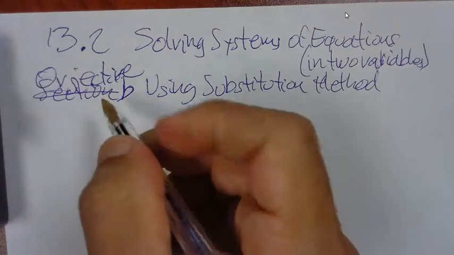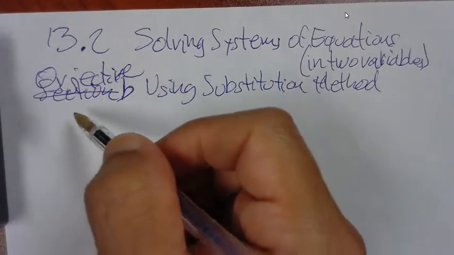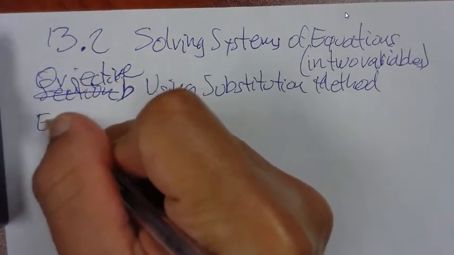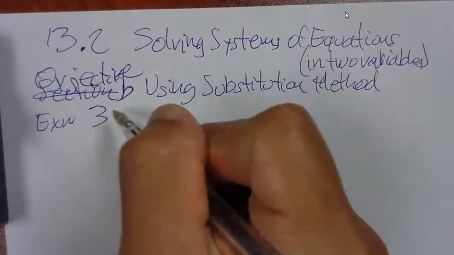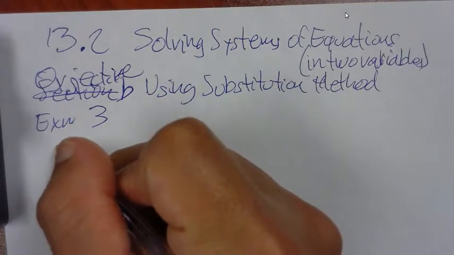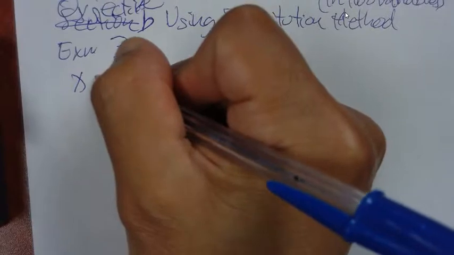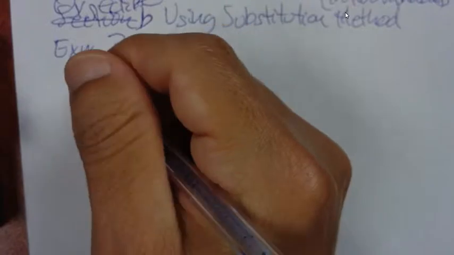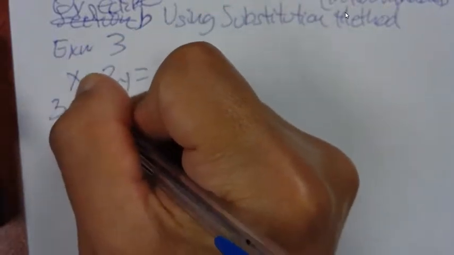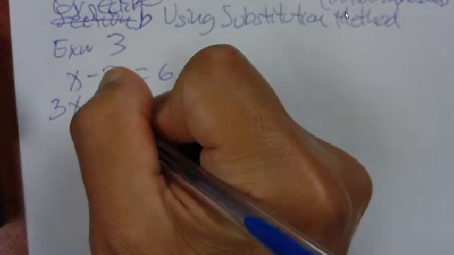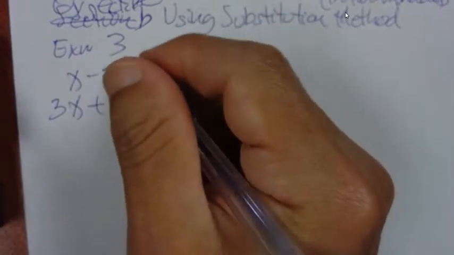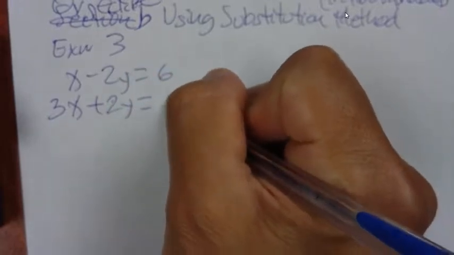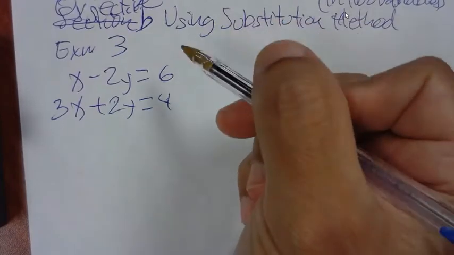All right, and then the example is example number 3, and the problem is x minus 2y equals 6, and I'm getting it right out of the book, so you don't have to write most of this down. It's going to be in there. If you want, you can write down the steps, that's fine. Plus 2y equals 4, and that's the system of equations.